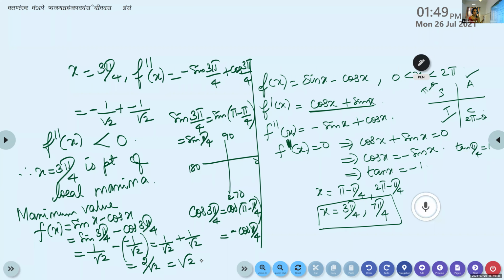This question's trigonometric functions are important. Trigonometric functions are very important. In increasing, decreasing, as well as in maxima, minima, you can expect trigonometric functions every year. Every year it is repeated.